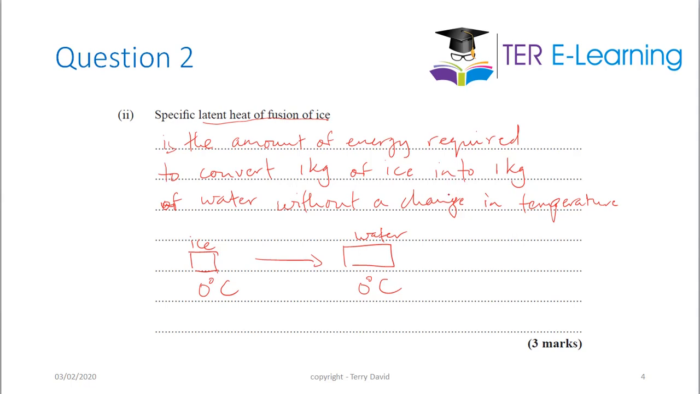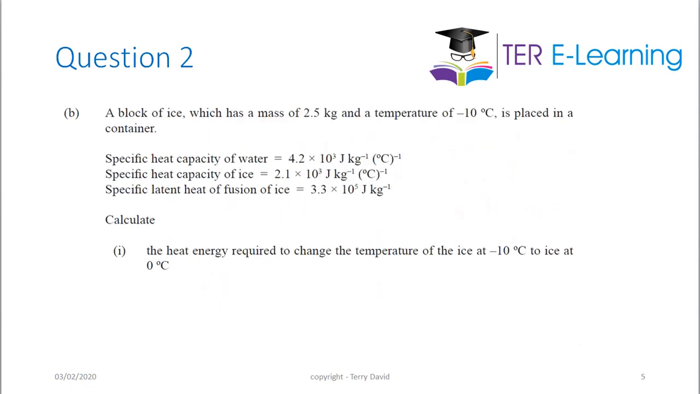With this definition, they ask you for the specific latent heat of fusion of ice, so you need to give the definition in relation to ice. So it's ice at 0 degrees Celsius being converted into water at 0 degrees Celsius, right? All definitions need to be very specific in physics. Now the next part, we have a calculation.